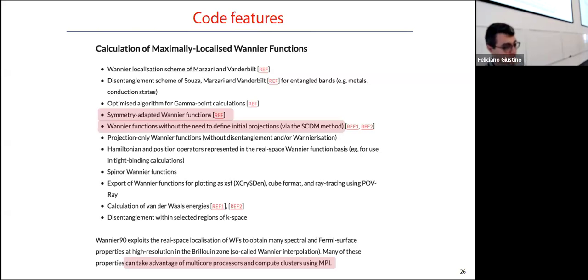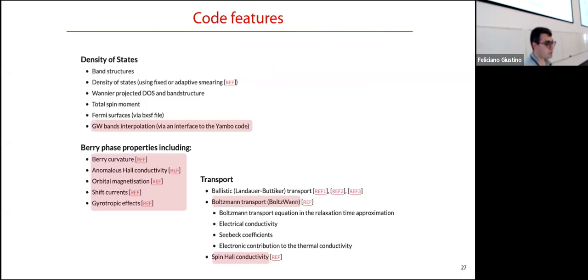And there are a number of interesting features that you find here. The code actually has been ported to MPI parallelization. And there are also post-processing features, okay? So you can, of course, interpolate GW structures, as I mentioned already, but you can also calculate Berry phase properties like Berry curvature, orbital magnetization, and more. There are routines for transport, and especially Boltzmann transport and ballistic transport.